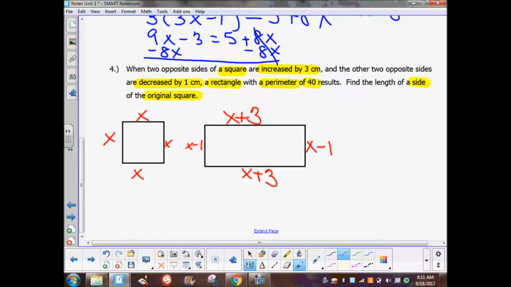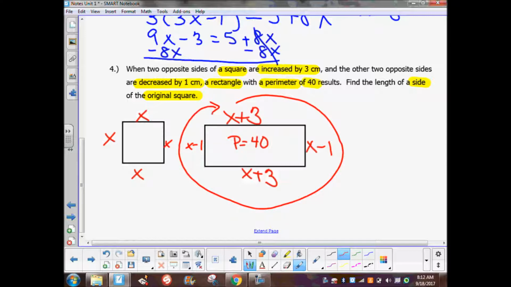It says a rectangle with a perimeter of 40. Which one is the perimeter of 40? The square or the rectangle? The rectangle. Rectangle with a perimeter of 40. Perimeter means add up all the sides. So we've got to go all the way around the picture.